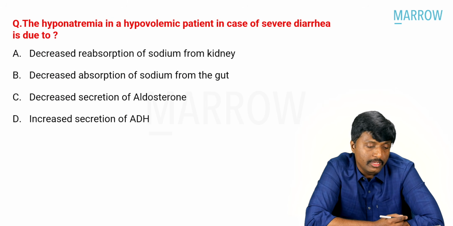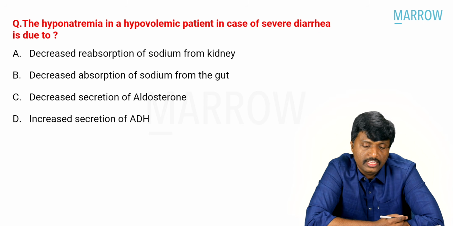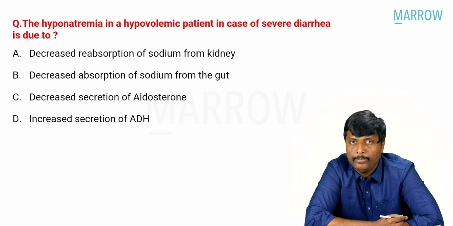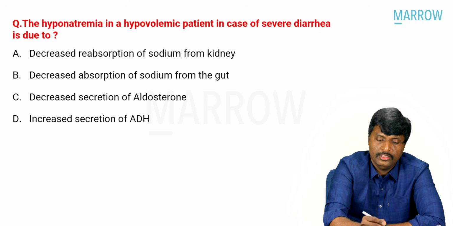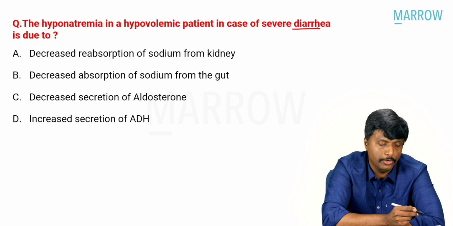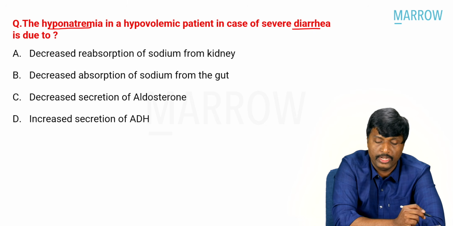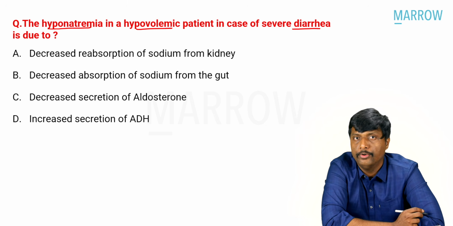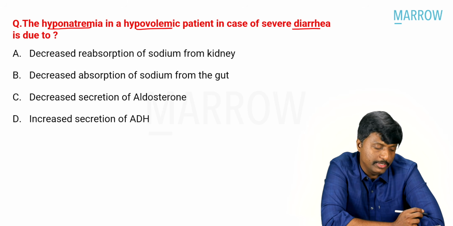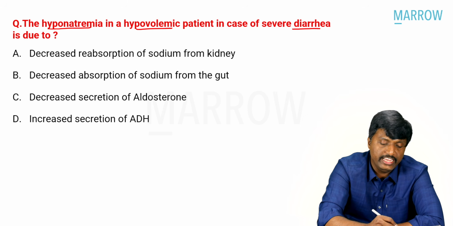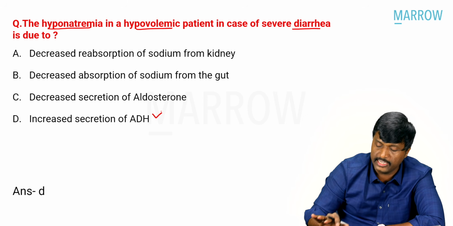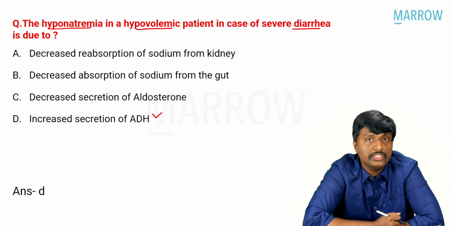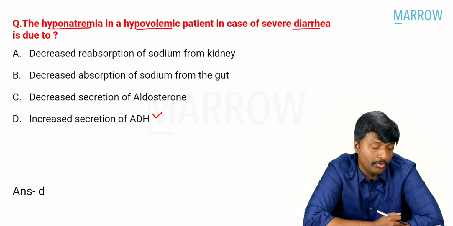The hyponatremia in a hypovolemic patient in case of severe diarrhea is due to severe diarrhea. We all know there is potential hyponatremia, hypovolemia. The answer for the question is definitely increase in secretion of ADH. We'll have a discussion and come back again to these 4 options.